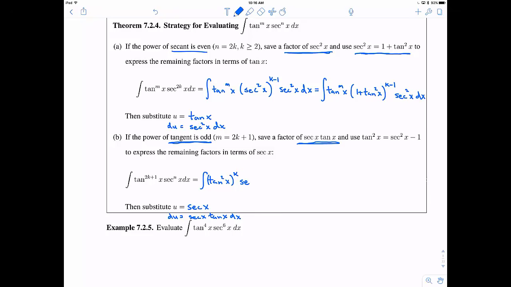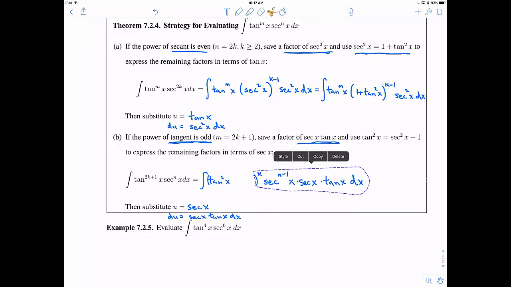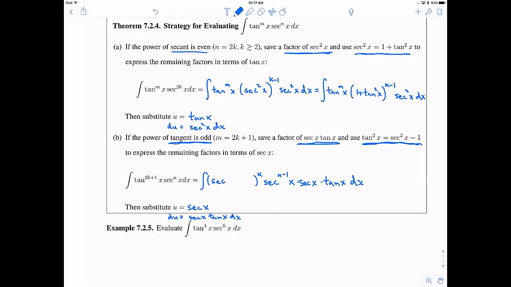In this case, we'll have the integral of tangent squared x to the kth power times secant to the n minus 1 power of x times secant of x, because we're just taking one of them, and we're using one of our tangents for our du. Let me cheat here because I'm running out of room, so I'm going to just move this over. The idea is that we're going to use all of my tangent squareds and transform them into secant squared x minus 1s.